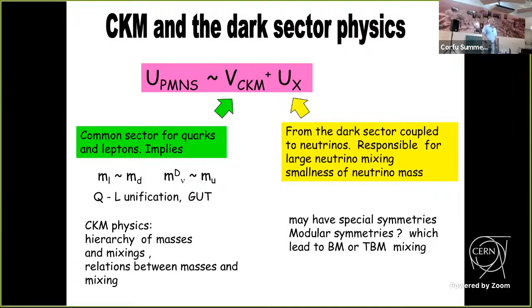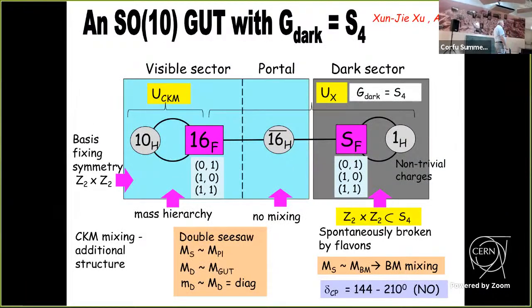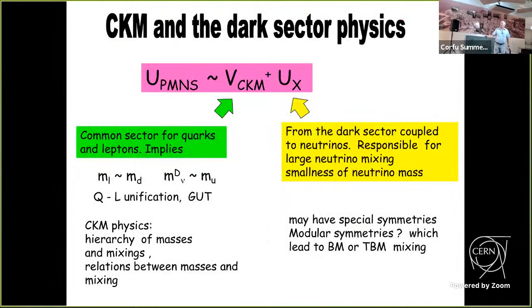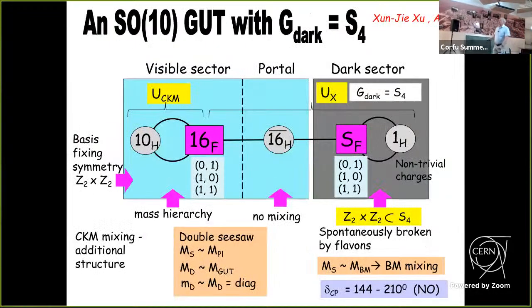And here we may have some special symmetries, maybe even unbroken. We can use modular symmetries here to explain this, and it is enough to explain that this produces tri-bimaximal or bimaximal mixing. Oh, it's dagger, sorry. Yeah, so this is one of the examples of this type.